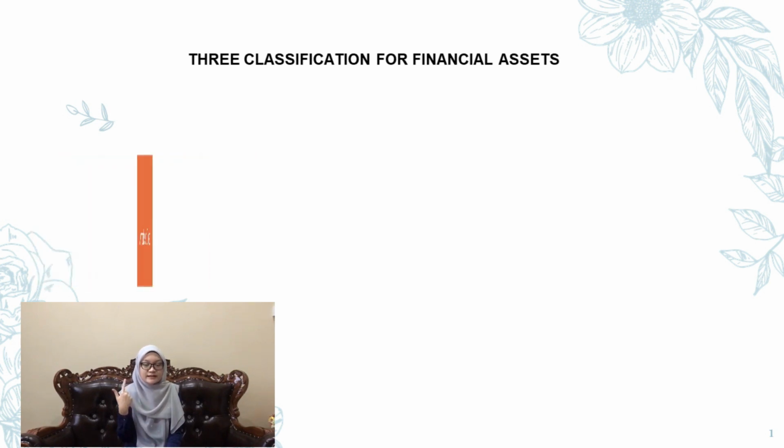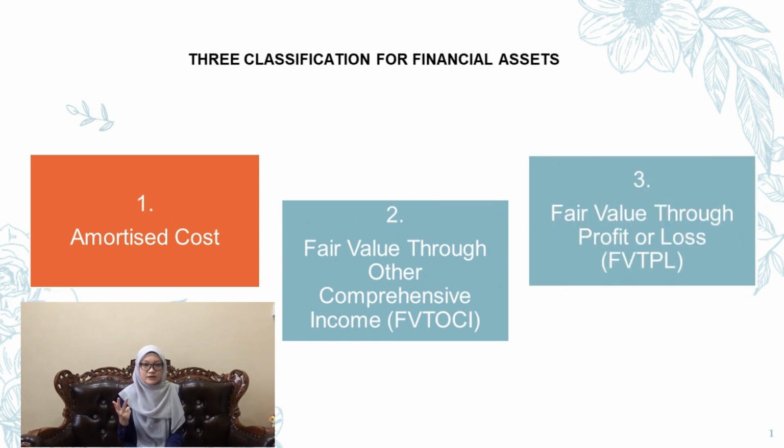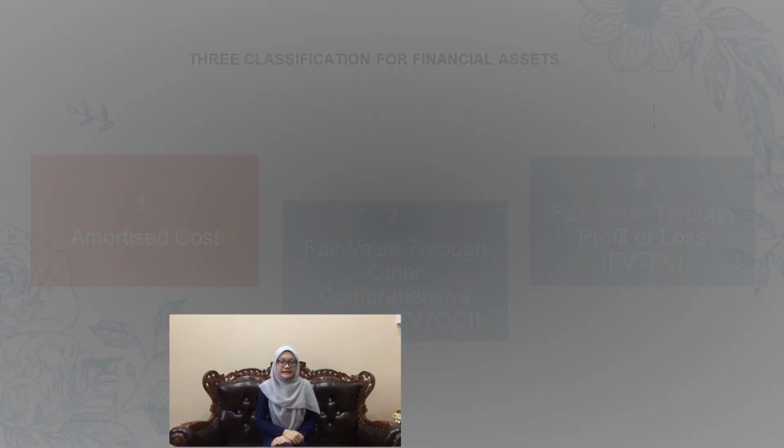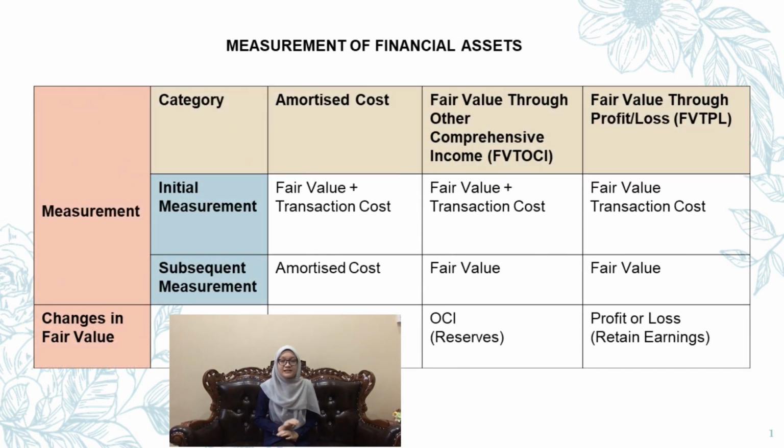We note that there are three classifications of financial assets: amortized cost, fair value through other comprehensive income, and fair value through profit or loss. Next is measurement, where we measure at initial and subsequent measurement. For initial measurement, amortized cost and FVTOCI are measured at fair value plus transaction cost. Meanwhile, FVTPL is measured only at fair value, because transaction cost is recognized as an expense in this category.